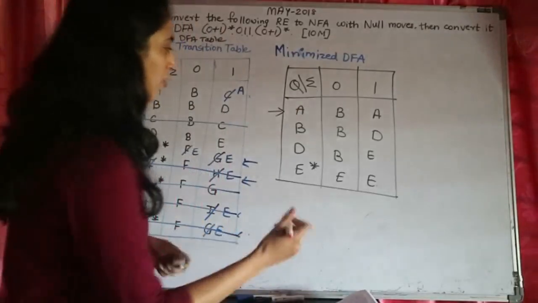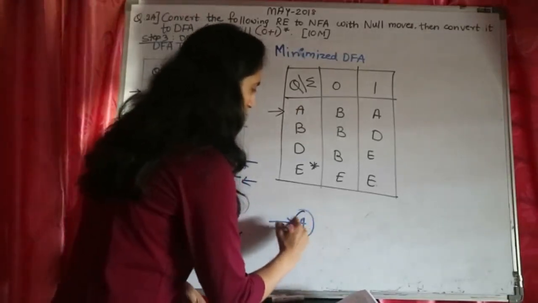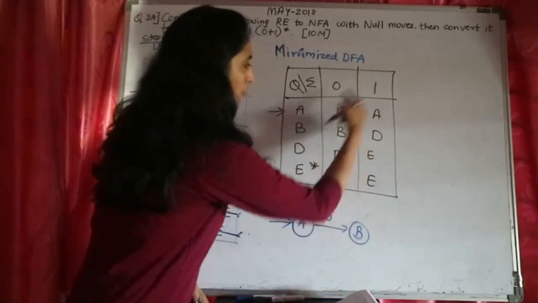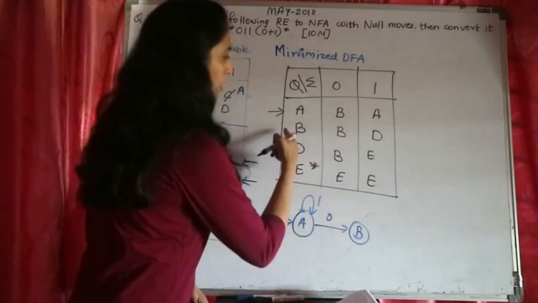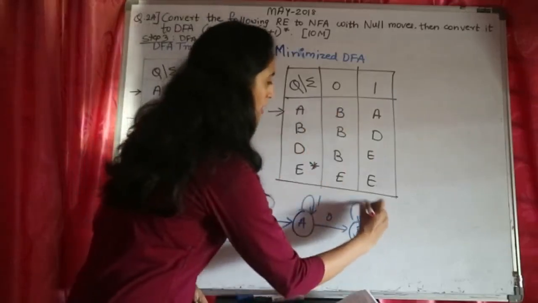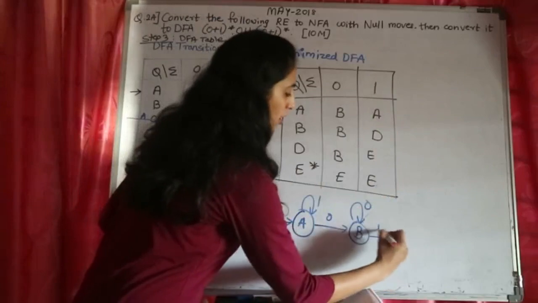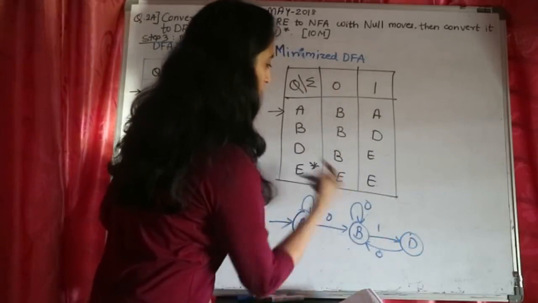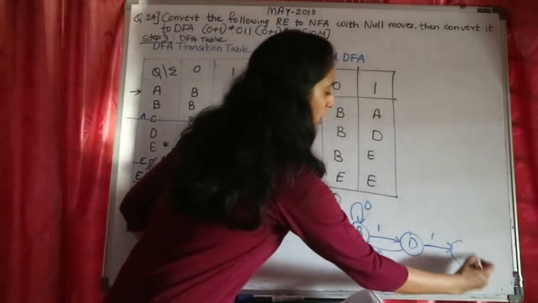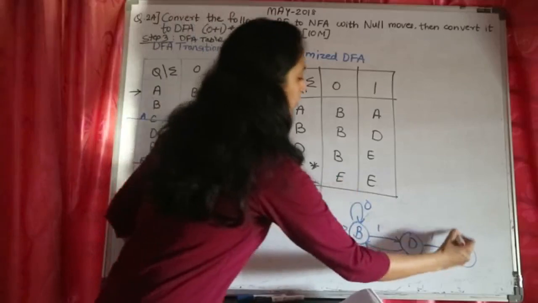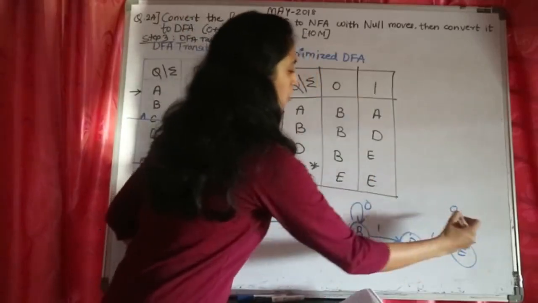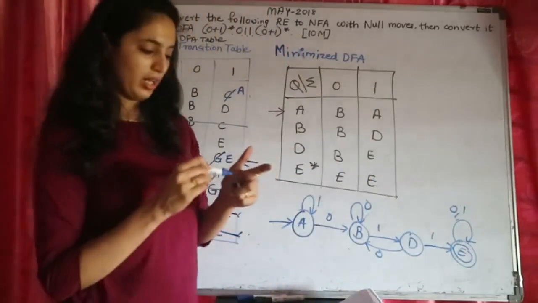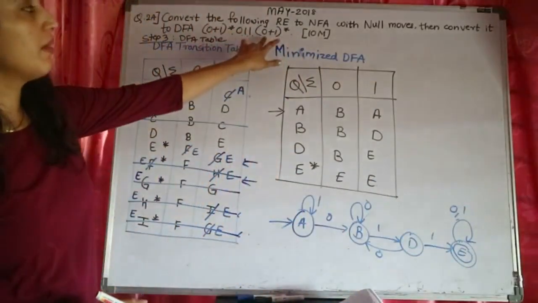So let's give a try to draw the diagram. Say we have a state A, which is the initial state. On 0 it goes to B. On 1 it goes to A. B on 0 goes to B, and on 1 it goes to D. D on 0 goes to B, on 1 it goes to E. And E on 0 it goes to E, and on 1 also it goes to E, where E is a final state. So this could be the diagram for this particular regular expression.